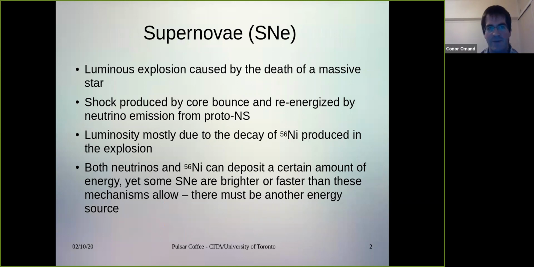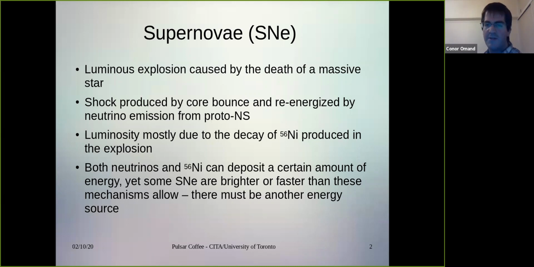As most of you know, a supernova is a luminous explosion caused by the death of a massive star. The shock produced from the bounce of the ejecta on the core is re-energized by neutrino emission. And so this is the supernova shock wave. The luminosity of a supernova is mostly due to the decay of nickel-56 that's produced in the explosion. Usually a core collapse supernova will have about 0.1 solar masses or so of nickel produced. And so both of these are energy deposition mechanisms, neutrinos and nickel.